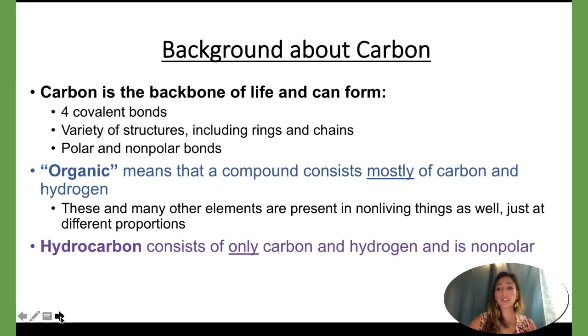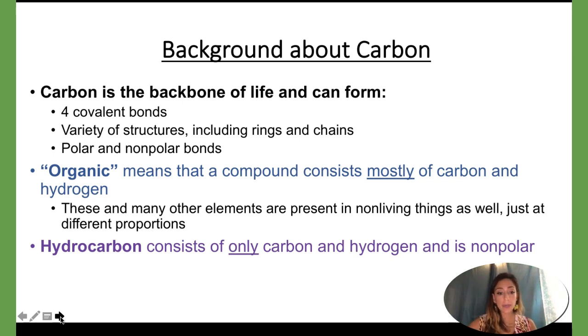So first we're going to talk about a little bit of background about carbon. Carbon is the backbone of life and can form 4 covalent bonds. It can also form a variety of different structures, including rings and also linear chains. It can form polar and non-polar bonds as well.